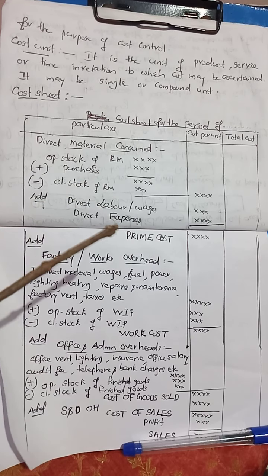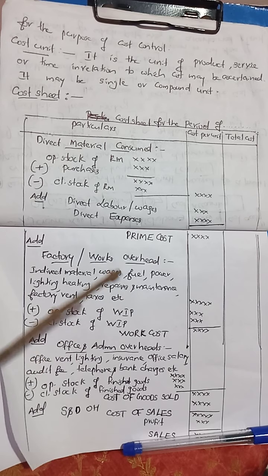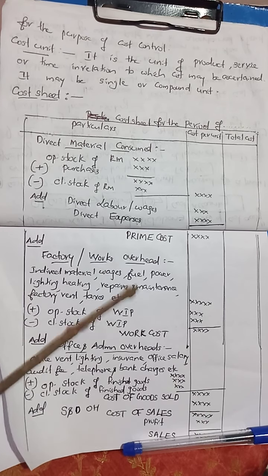What are the indirect expenses usually incurred in the factory? For example, indirect material charges, wages charges, and fuel. Fuel charges, then power, light, heating, repairs and maintenance, rent, taxes, and so many other expenses incurred in the factory. All these factory expenses are added together with the prime cost.